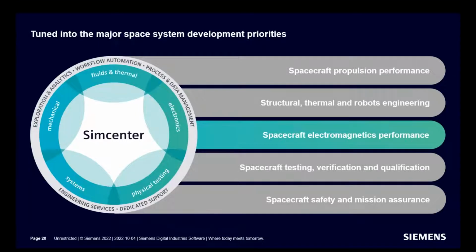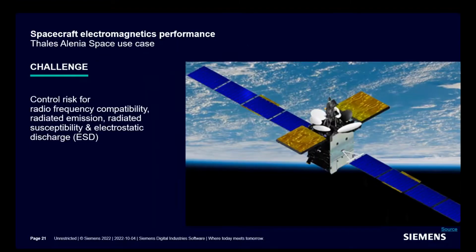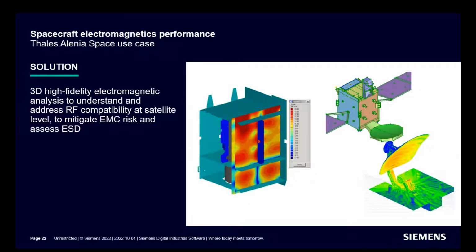A third axis we wanted to share with you today is spacecraft electromagnetics performance. The example we took here is again from Thales Alenia, where they wanted to control the risk for radio frequency compatibility, radiated emission, radiated susceptibility, and electrostatic discharge. The way they did that is by using our 3D high fidelity electromagnetic analysis to understand and address radio frequency compatibility at satellite level and to mitigate the EMC and EMI risk and assess ESD.